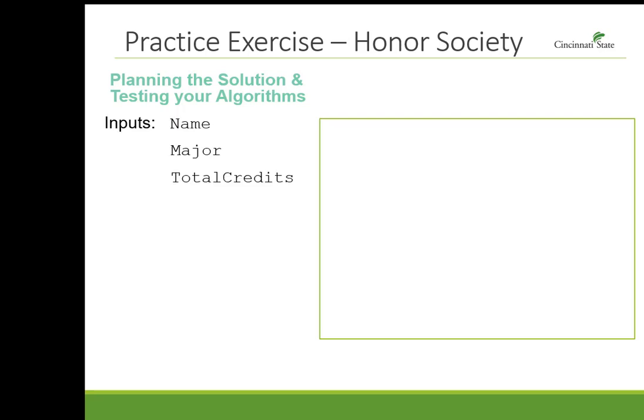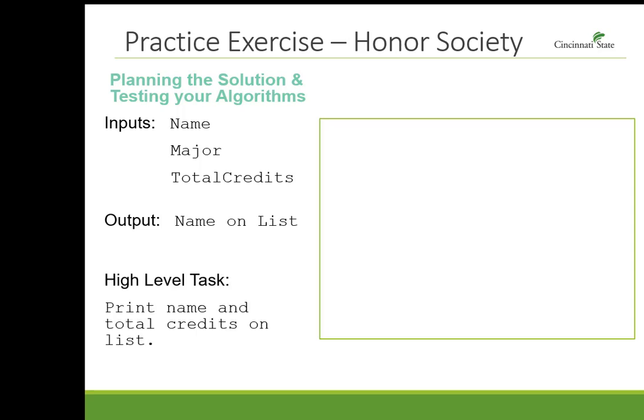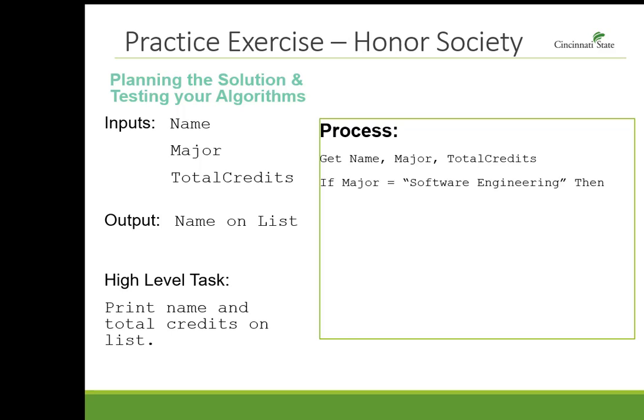Our inputs: name, major, total credits. Outputs: name on list. High-level task: print name and total credits on the list. Let's look at the process. Get name, major, and total credits.